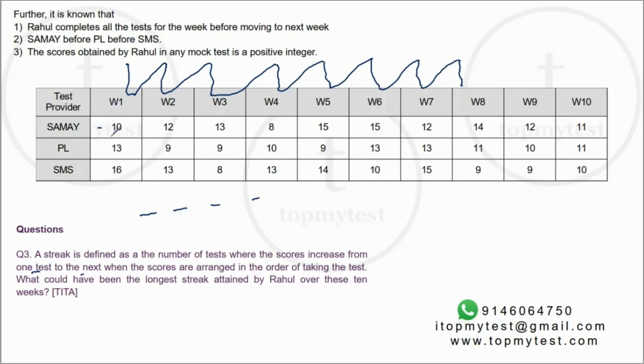Now 10, this can be 100 to 109. This could be from 130 to 139. So definitely there can be an increase and there can be an increase. But from a score which is from 160 to 169 to a score which is 120 to 129, there cannot be an increase. So the streak stops here. So this streak is length 3, 10, 13, 16.